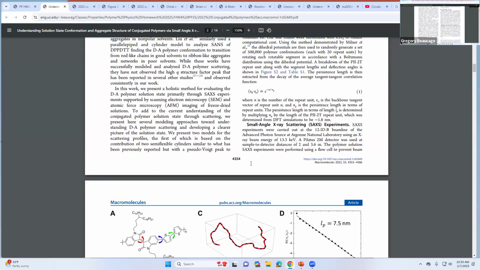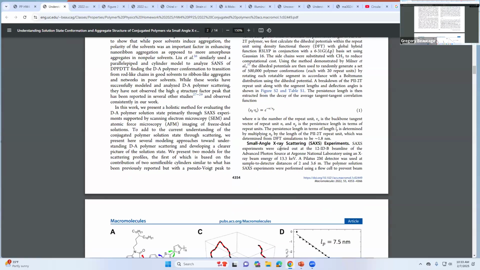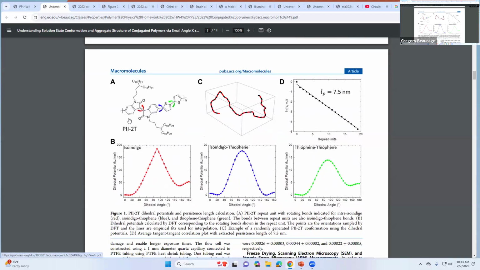So the first thing they do is they want to know the persistence length. I think afterwards they figured out they needed the persistence length. So what they do is they do density functional theory, which is the density of electrons around an atom, and they can calculate the interactions between these planar units on this molecule. They're saying that this is conjugated through here, and somehow it can rotate about this bond. I guess the conjugation is broken there or something.